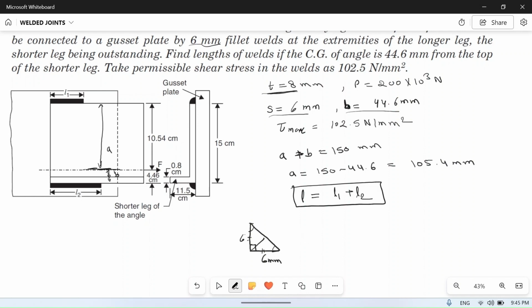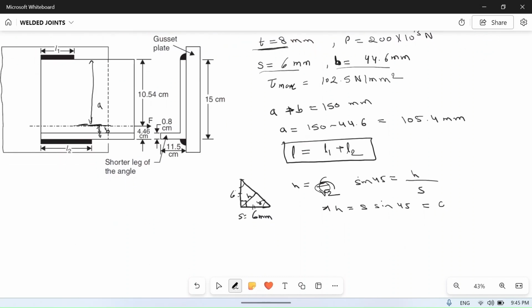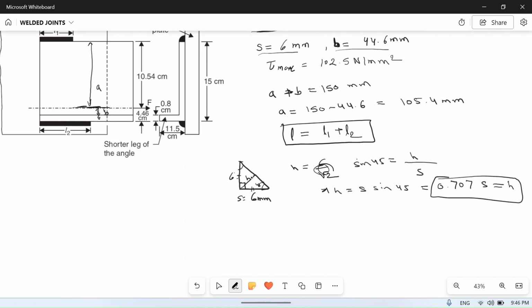If H is the throat of the weld, then H is equal to 6 by root 2, or you can also say this is S. So this is 45 degree, so sine 45 is equal to this length perpendicular divided by hypotenuse, so H by S, so H is equal to S sine 45. Sin 45 is 0.707 into S. So this is value of H, throat of the weld. So total area of the weld, this is minimum length of the width of the weld. So what will be the minimum area? Area is equal to length into throat, which is width.